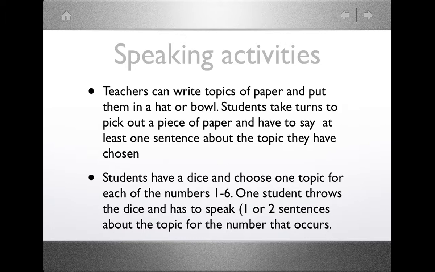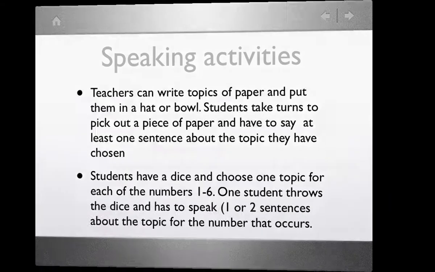One student throws the dice and has to speak one or two sentences about the topic for the number that occurs. So, for example, topic number 2 is pollution or technology or whatever. Somebody throws the dice, and it shows number 2. So one student has to speak one or two sentences about that topic. It's another example of an activity for teaching speaking.